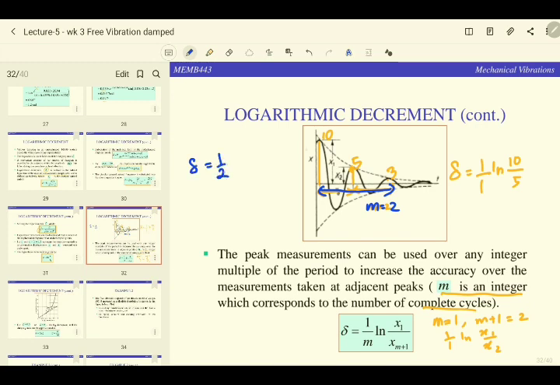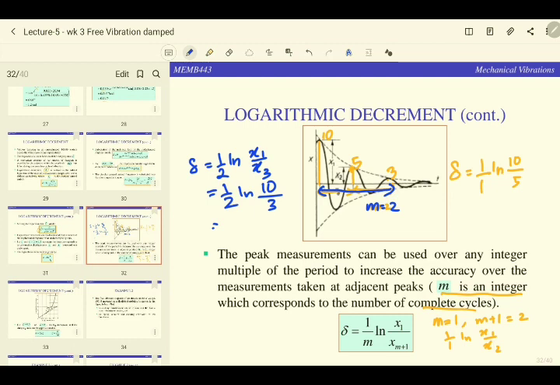You take a look at x1 and not x2 but x3, because now your m plus 1 should be 2 plus 1, which is x3. So it should be ln x1 over x3, which is equal to 1 over 2. x1 is 10 and x3 is, this is 1, 2, 3, so x3 is 3. So you can calculate what your delta is.